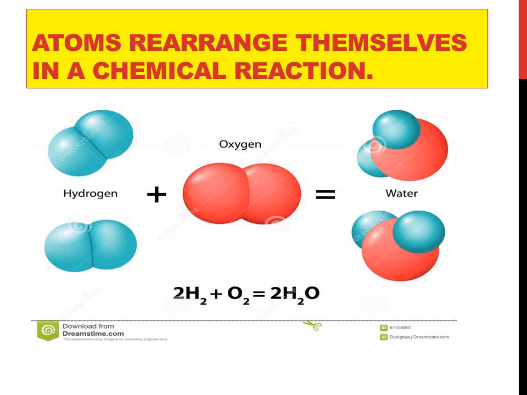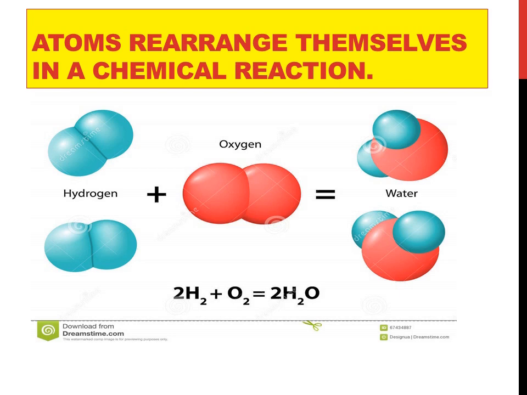Here I have shown in the picture that we have hydrogen atoms and we have oxygen atoms. While they react with each other in a chemical reaction, the product is water. Okay, so you can see that we have hydrogen atoms, represented by blue, and oxygen atoms, represented by red, and they rearrange to form water. They have taken a new position.